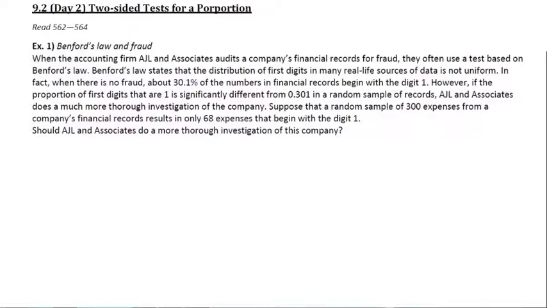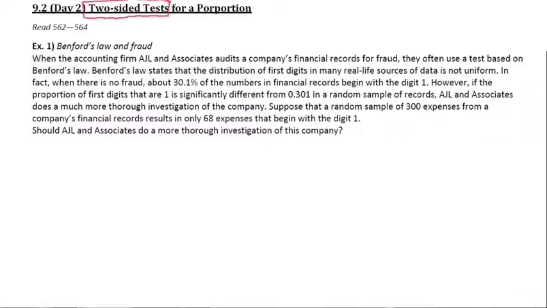So we've talked about how to do a hypothesis test for a population proportion in the last notes. In these notes, we're going to talk about a little bit more specific of a test. It's called a two-sided test. And for now, we're still going to be focusing on proportions for this section.